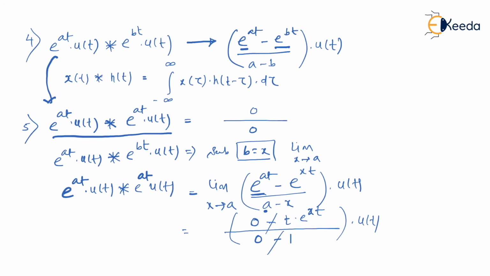So now it is quite harmless to substitute x equal to a. So in the final result what we have is t dot e to the power xt. So it will become t dot e to the power at dot u of t. So it is t dot e to the power at dot u of t. So this is the result when you try to convolve e to the power at dot u of t with itself. So this is the standard result when you convolve the same exponential signal with itself.